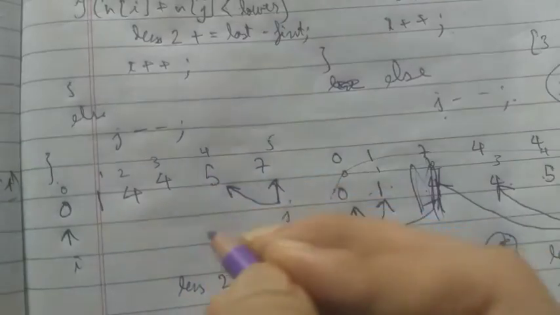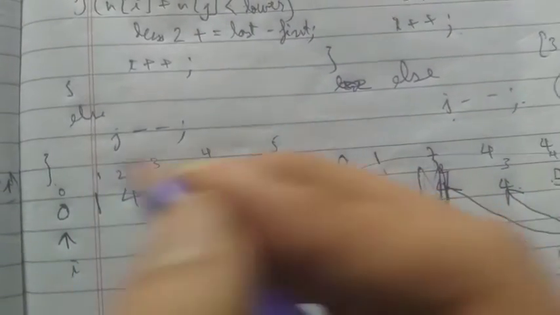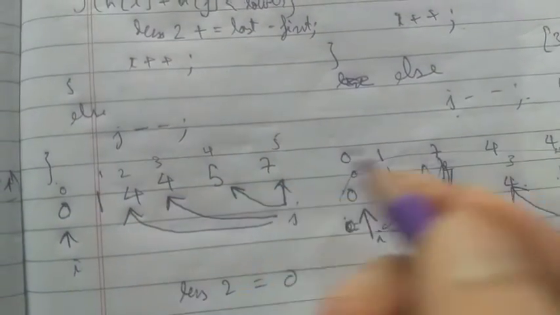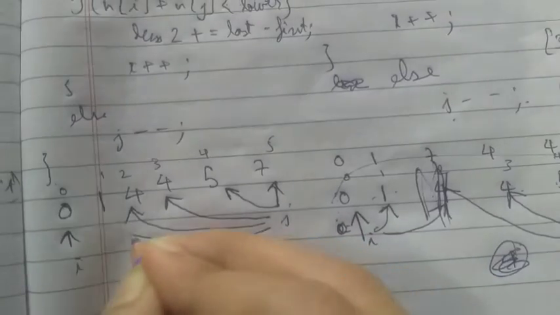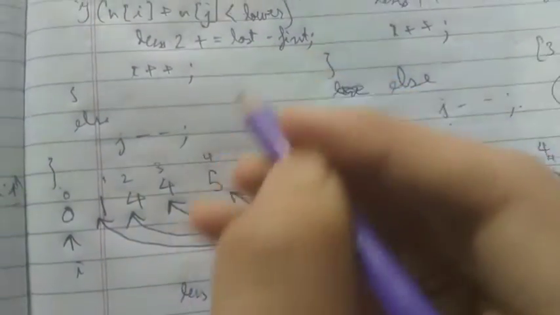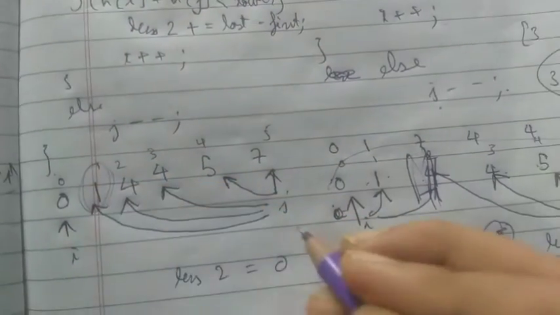0 plus 5 is lesser than 3? Nope. 0 plus 4 is lesser than 3? Nope. So now j is pointing over here. 0 plus 4 is lesser than 3? Nope. So now j points over here. Is 0 plus 1 lesser than 3? Yes, it is lesser than 3. So last minus first, that is 1 minus 0. That is only 1 we are going to consider, okay?